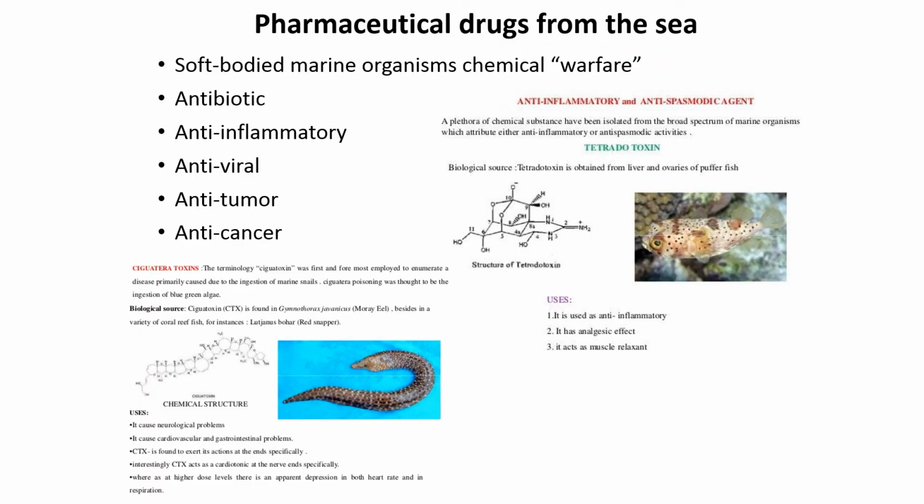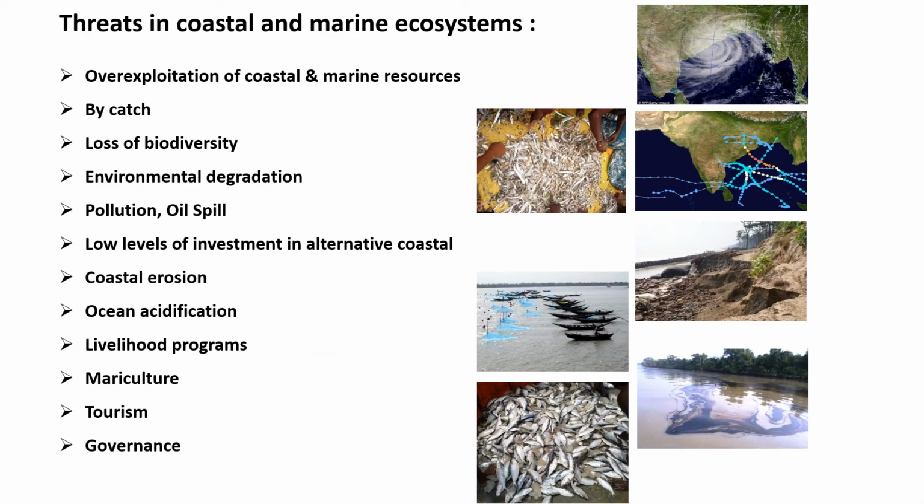Now I have talked about the pharmaceutical industry. All kinds of medicine, it can be anti-inflammatory, antibiotic, antiviral, anti-tumor, anti-cancer, the raw materials of these medicines are basically coming from the marine ecosystem. So marine life gives us life by producing pharmaceutical drugs. But although the marine ecosystem provides lots of services, there is a huge threat to the marine ecosystem.